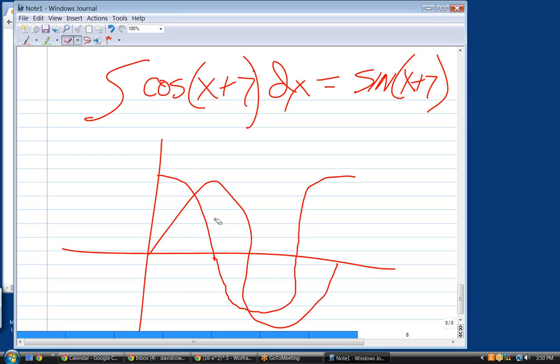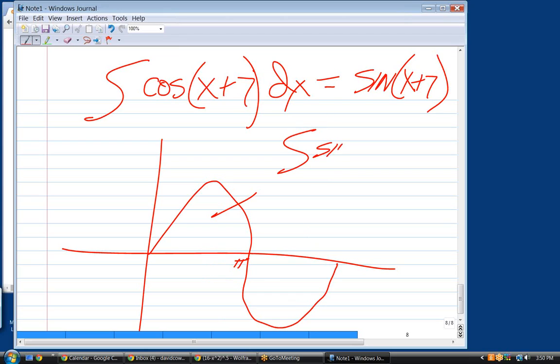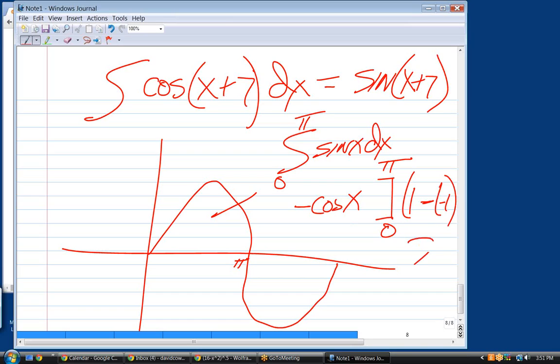In other words, if I just had the sine curve there, that's pi. So if I want the area of that, I'm going to take the integral of sine of x dx, and I'm going to go from 0 to pi. Well, the integral of that is minus cosine of x, evaluated from 0 to pi. Well, cosine of pi is minus 1. So this is 1 minus the cosine of 0, which is 1, which is minus 1. So it's 1 minus a minus 1. That's 2. So that area is 2.